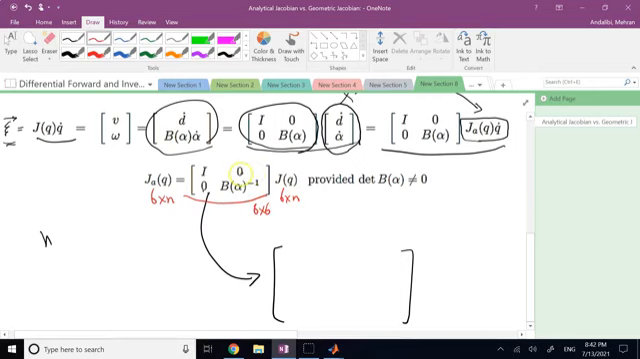So when it says 0, it's not just one number 0, it's a 3 by 3 zero matrix. This is also a 3 by 3 zero matrix. This is I, 3 by 3. And this B alpha inverse is also 3 by 3. So if you look at it, it looks like this. 1 0 0, 0 1 0, 0 0 1, that's your I. Then you have 2 zero matrices, all 0. So it looks like this.